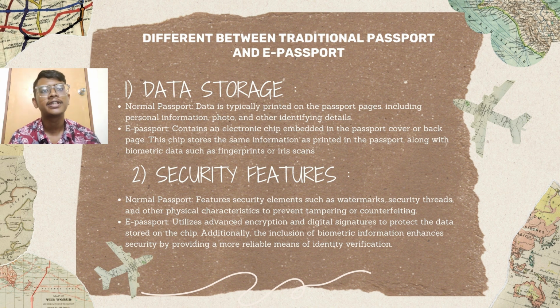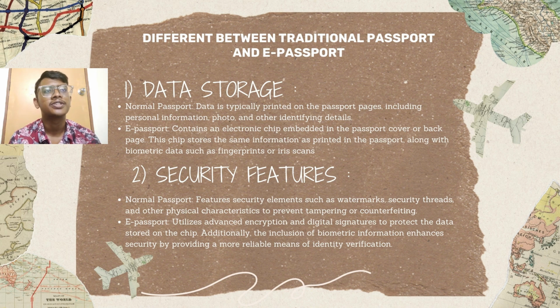Firstly, the difference is data storage. Normal passport data is typically printed on the passport pages including personal information, photo and other identifying details, but an e-passport contains an electronic chip embedded in the passport cover or back page. This chip stores the same information as printed in the passport along with biometric data such as fingerprint or iris scans.